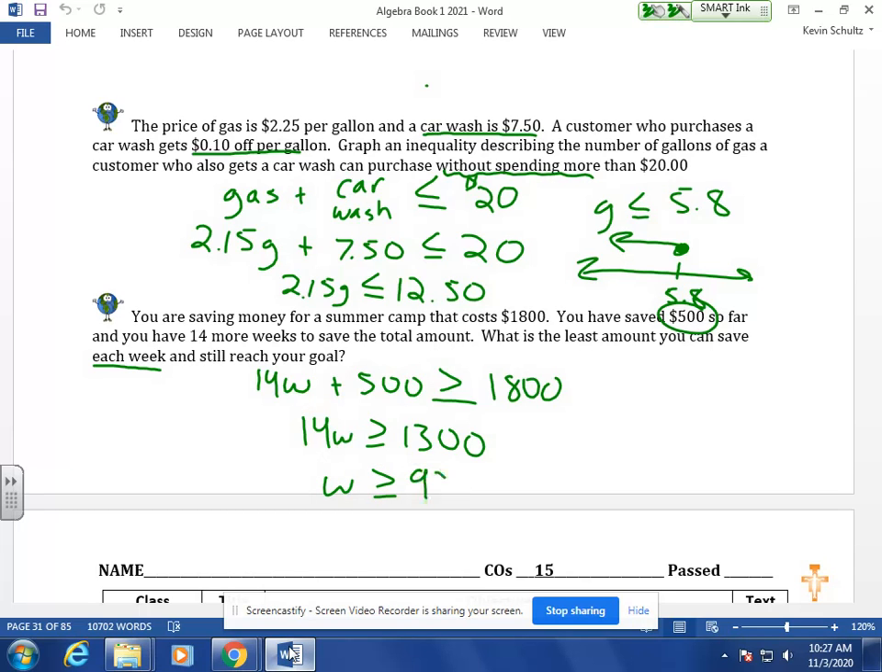86 cents. Okay. What that means is that if you save exactly $92.86 each week for the next 14 weeks, you will have exactly $1,300 plus the $500 you already have. You'll get exactly $1,800. If you put away $100 one week, that's good, right? It just means that you'll have to save less in a week after that. But the bare minimum, each week, that's what you are looking to save.